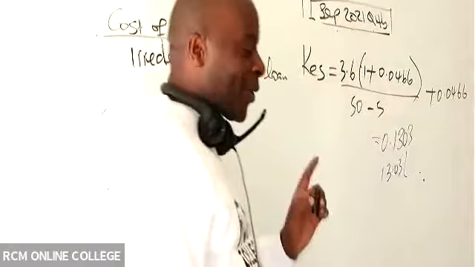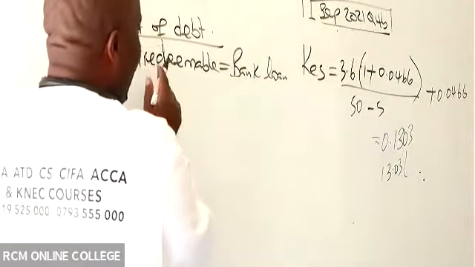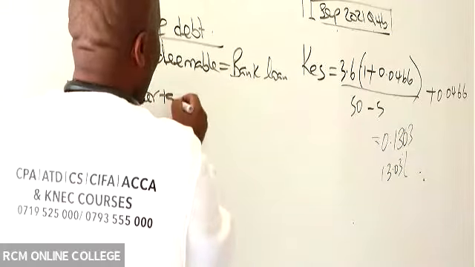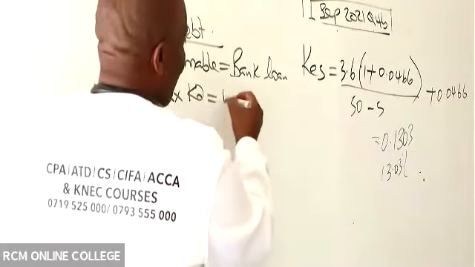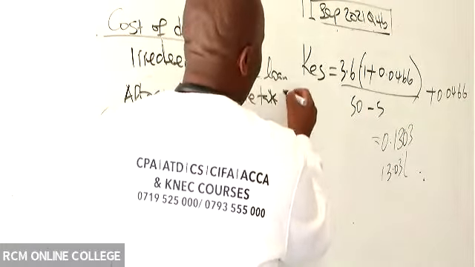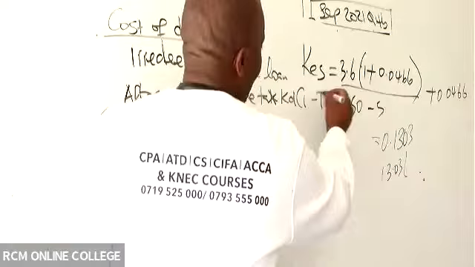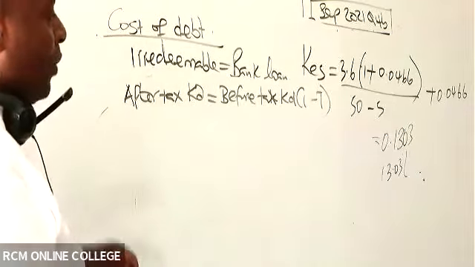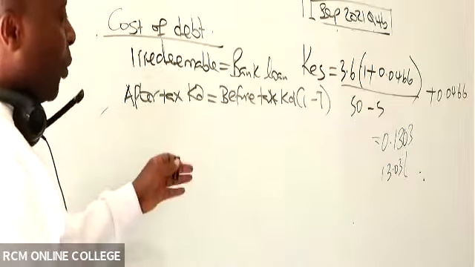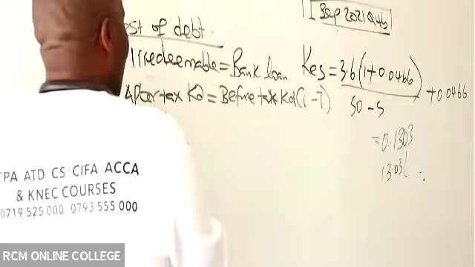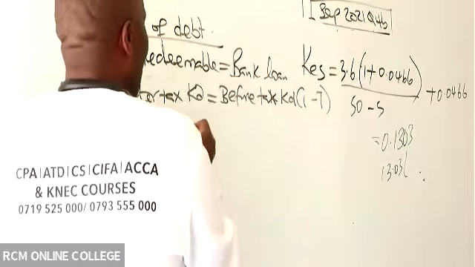All right, so let's continue. If it's irredeemable, to get after-tax KD, you will simply take before-tax KD and then subtract what, the taxation. If it's a bank loan, if it doesn't have N, that's how we handle it. So in this particular case, after-tax KD.